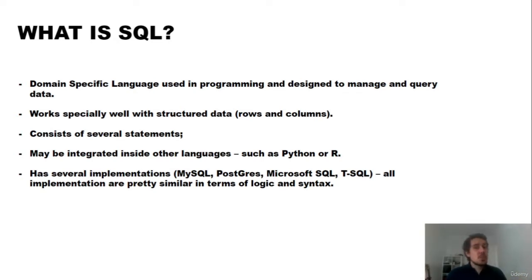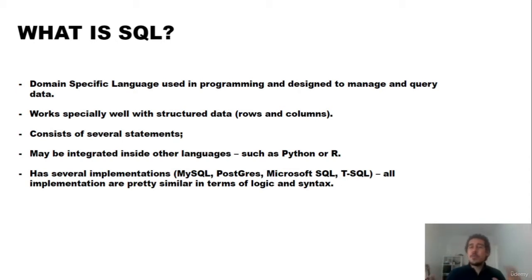So it works especially well with structured data, rows and columns, with new formats such as the tensor format in computer vision. It's not that good to work with it, but most use cases, of course, also in machine learning are with tabular data. So it's a really cool way for us to manipulate data. It consists of several statements. We'll learn, of course, the most important ones throughout the course, but it's mostly a language that is organized around several statements such as select, from, group by, and we'll understand that in the coming lectures. And then one of the cool things is that it may be integrated inside other languages, such as Python or R. So SQL is a broader term for several implementations.